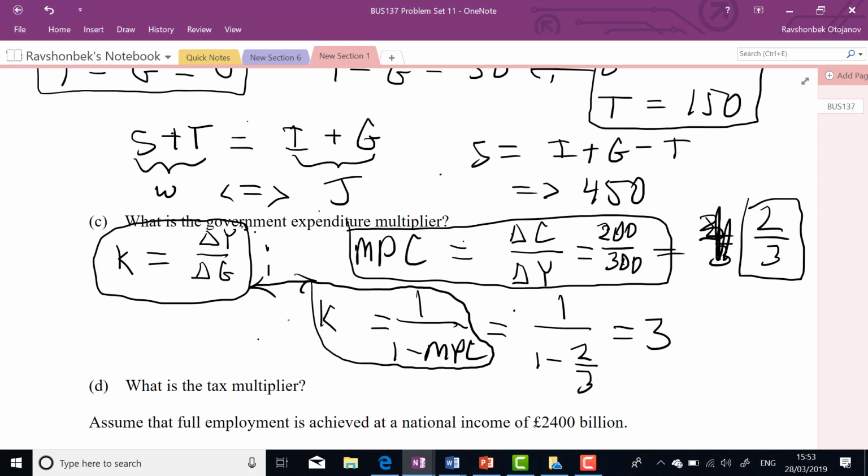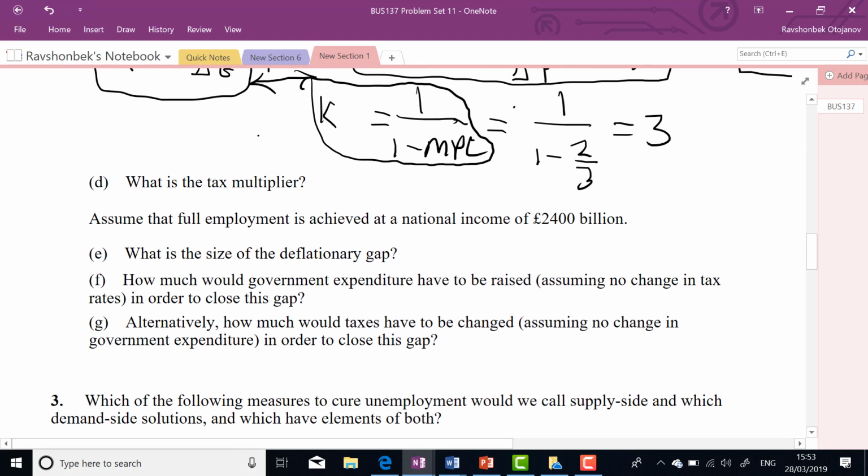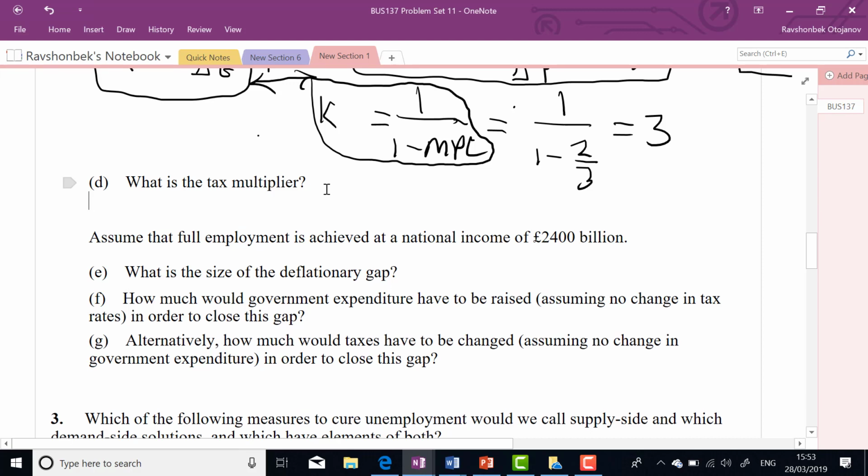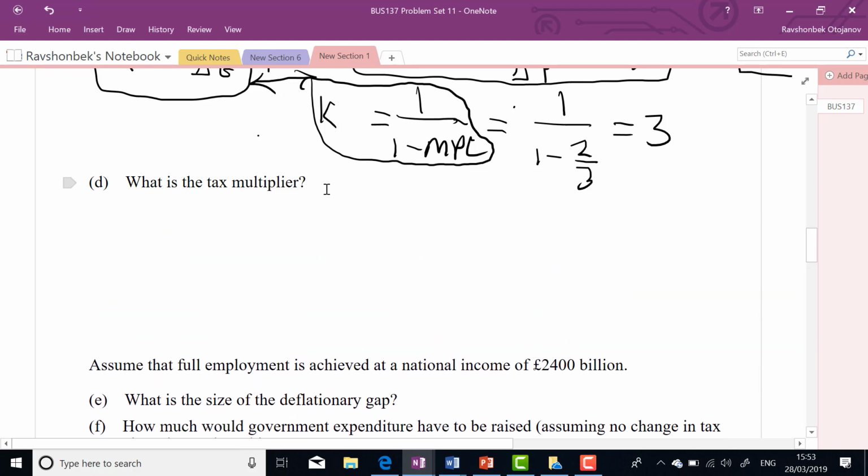If this makes sense to you, let's go on to the tax multiplier. Now, this is not in your exam. So in your exam, if it's hard to remember, don't worry. But it is basically 1 minus K. This is the tax multiplier.